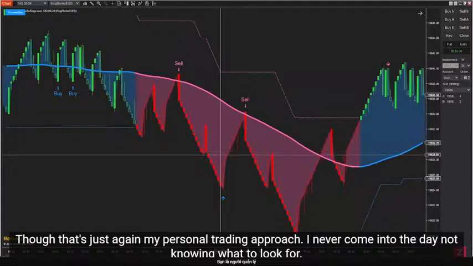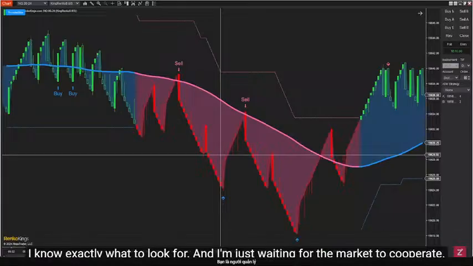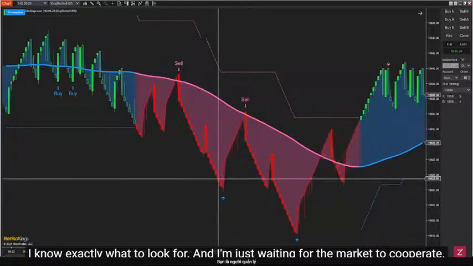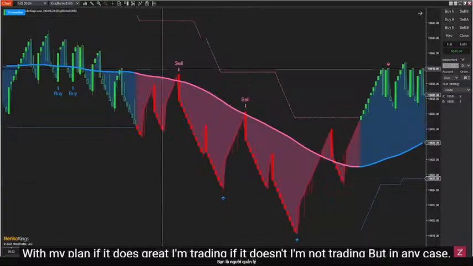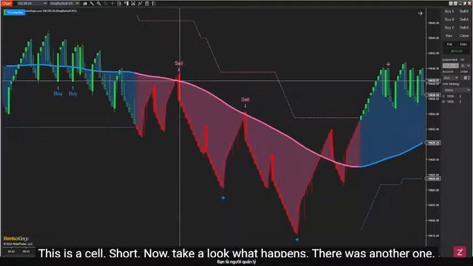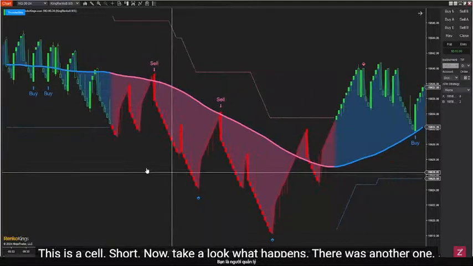Now, that's just, again, my personal trading approach. I never come into the day not knowing what to look for. I know exactly what to look for, and I'm just waiting for the market to cooperate with my plan. If it does, great, I'm trading. If it doesn't, I'm not trading. But in any case, this is a sell, short.